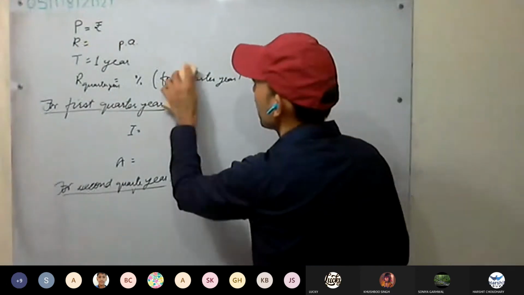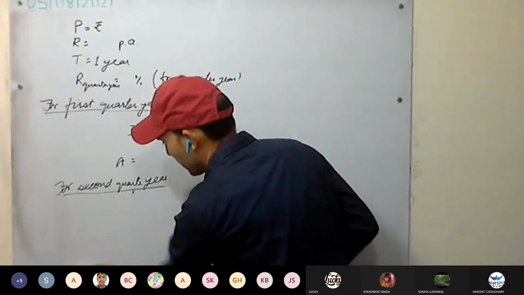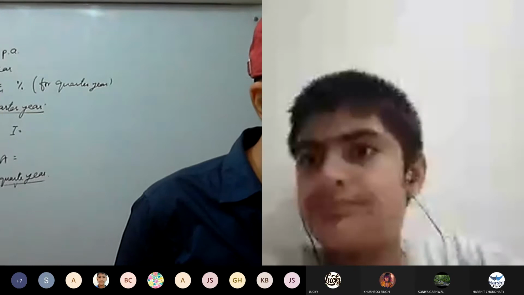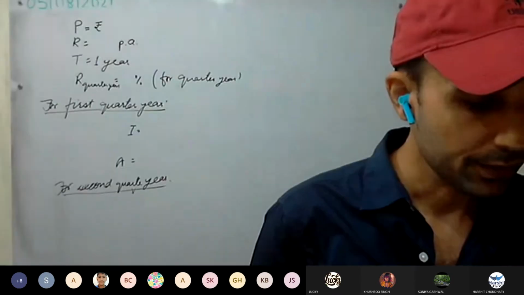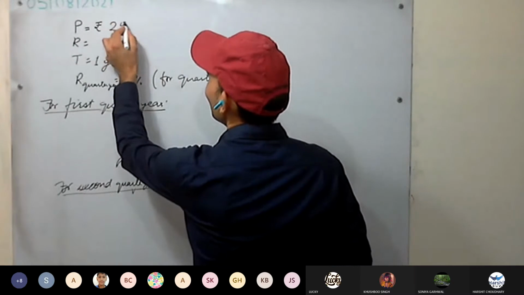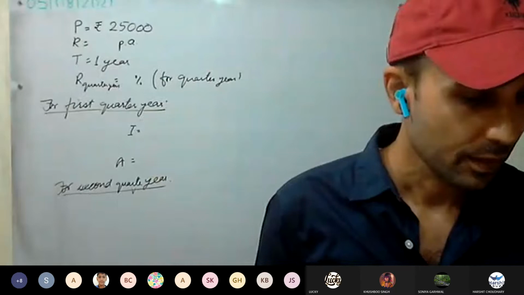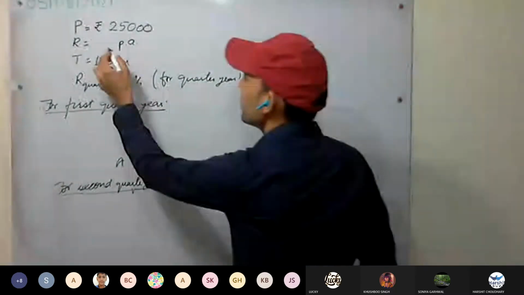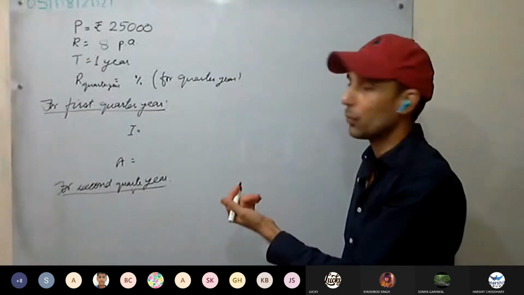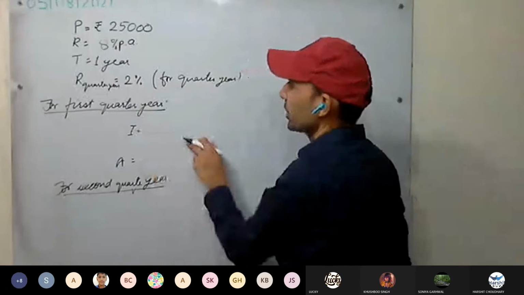Everyone try the 15th one. So the 15th question: find the amount and the compound interest on rupees 25,000. How much is the rate? 8% per annum. So for the quarter year, it will be how much? 8 by 4, it will be 2%. Okay, so calculate it here.